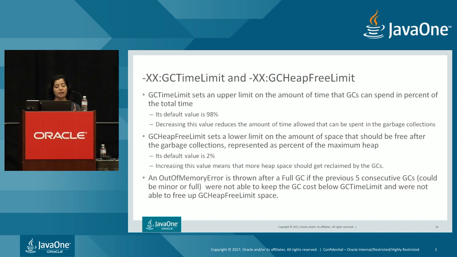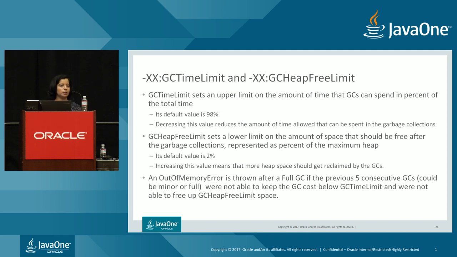GC time limit sets an upper limit on the amount of time that GCs can spend in percent of total time. And GC heap free limit sets a lower limit on the amount of space that should be free after garbage collections. The default value of GC time limit is 98%, and the default value of GC heap free limit is 2%, which means the garbage collections are allowed to take up to 98% of the time. And if there is at least 2% of the heap space free after collections, the garbage collections will continue. They won't exit. There'll be back-to-back frequent full GCs.